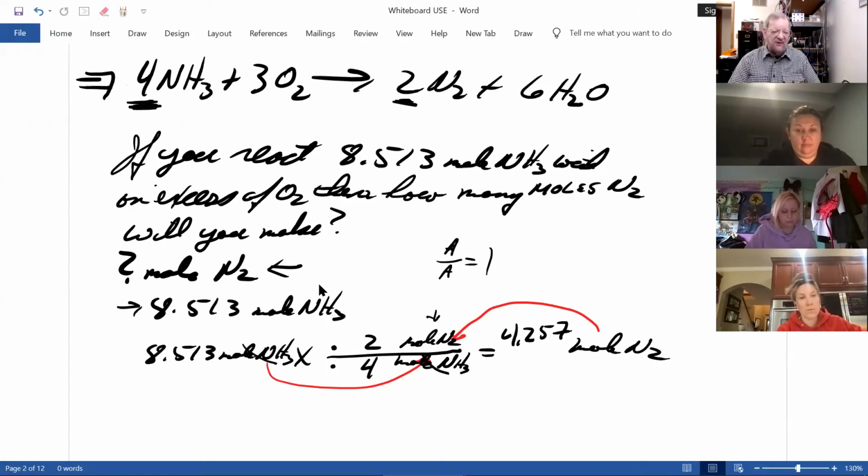And that's how you do it. Remember, a balanced chemical equation gives you molar ratios. In this case, 4 moles of ammonia make 2 moles of nitrogen. We could have also, but not in this problem, 3 moles of oxygen would make 2 moles of nitrogen, and also makes 6 moles of water when it reacts with ammonia.